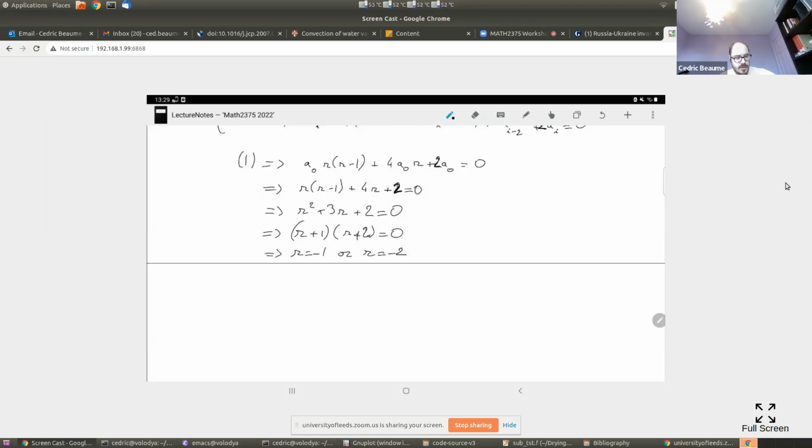Sorry, that was the indicial equation. The question that was written here was to give the indicial equation, and the indicial equation is this equation here. So that is the indicial equation. It tells you what Frobenius series you can write based on the value of r. Here we have 2 choices. We have r equals -1 and r equals -2. Okay, so the next step in this problem.